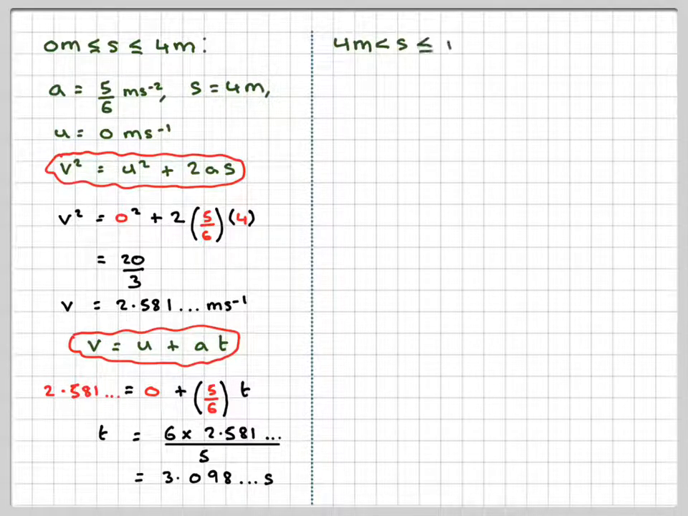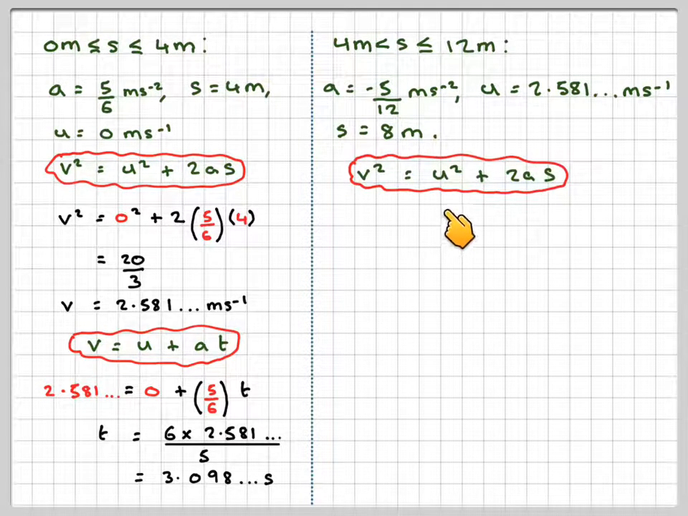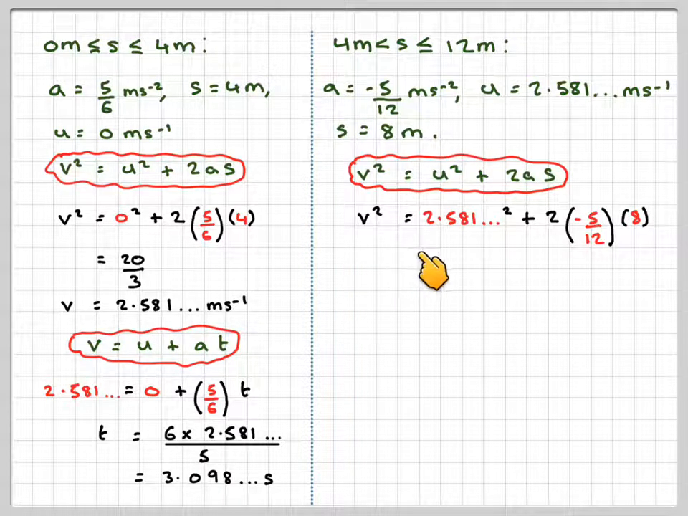For the second part of the journey, a is minus 5 over 12 meters per second squared. u is 2.58 meters per second. s is 8 meters. Okay, using v squared is equal to u squared plus 2as. So we're going to find the velocity here at the final part of the journey. So substituting in 2.58 squared plus 2 times the acceleration for the second part, which is minus 5 over 12, times 8 meters it's going to travel. That actually gives you 0.